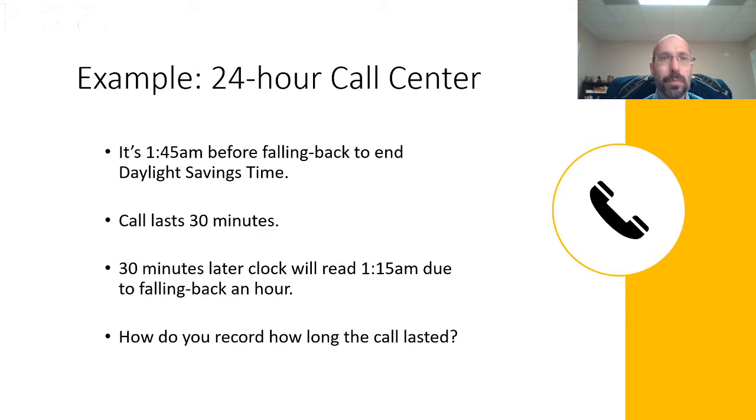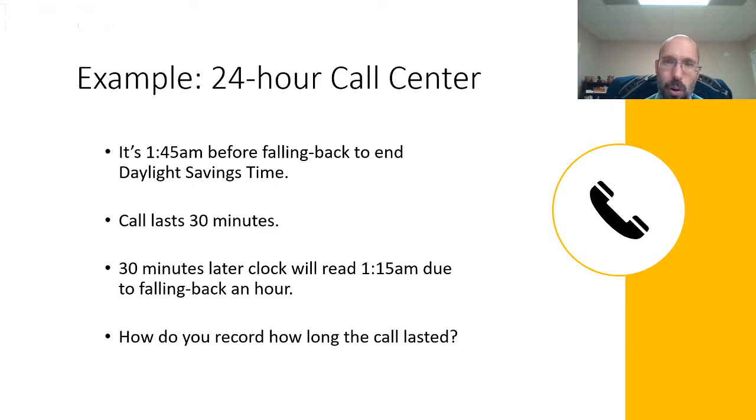Let's consider this example. I used to work for a company that ran call centers all around the world, 24 hours a day. And so you'd definitely have transactions happening around daylight savings time transitions. Let's consider the example where someone is on the phone at 1:45 a.m. And remember, most daylight savings time transitions happen at 2 a.m. So they're on the phone at 1:45 a.m. before falling back to end daylight savings time. The call lasts 30 minutes. 30 minutes later, the clock on the wall will read 1:15 a.m. due to falling back an hour.